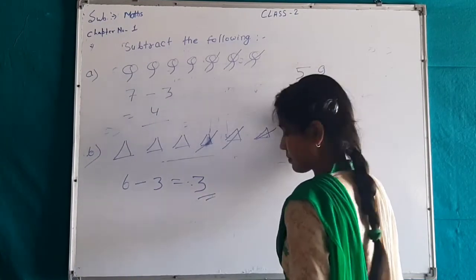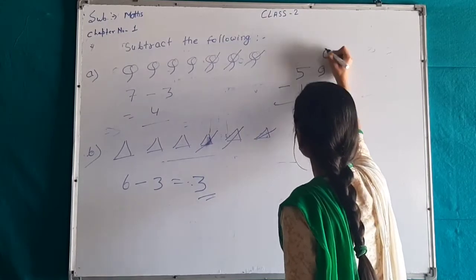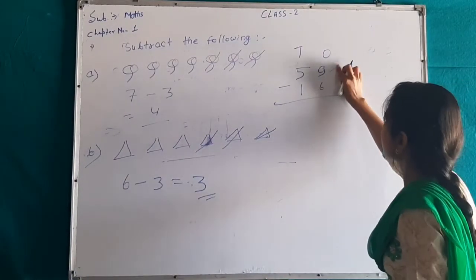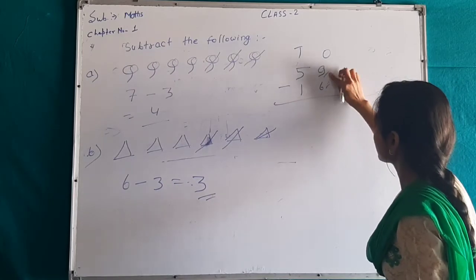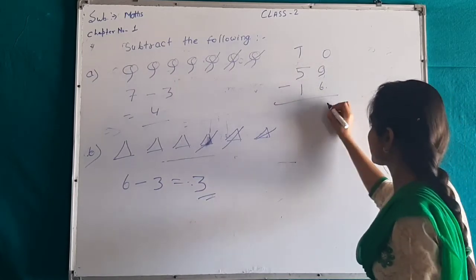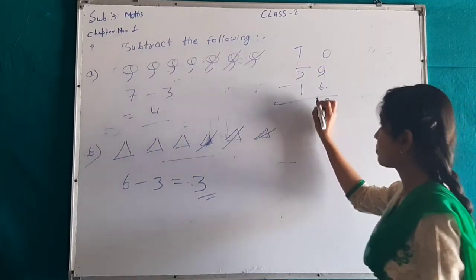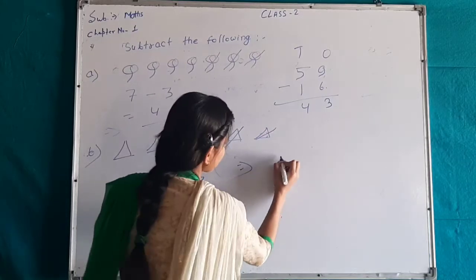59 minus 16. We have to subtract it. Here are the ones and here are our tens. 9 and 6, we have to subtract it. 9 minus 6 equal to 3. 5 minus 1 equal to 4. We can subtract it in this way.